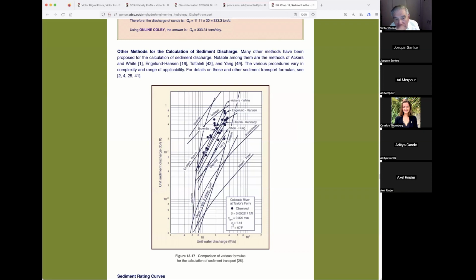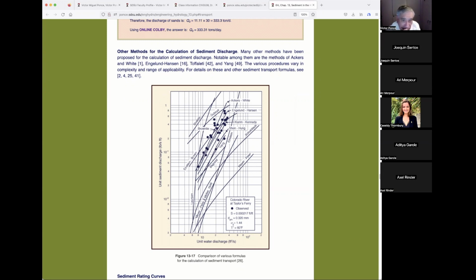And then they went ahead and plotted data points for the Colorado River at Taylor's Ferry, and they came in the middle of the pack, which is good, which kind of goes on to say that those methods that are close to the data are supposed to be better. That's the conclusion that we get. So you can see Ackers-White and Engelund-Hansen distinctively right in the middle of the data. While Schoklitsch is not, Schoklitsch is a very old formula, maybe more than 100 years old, turn of the century, 120 years old.